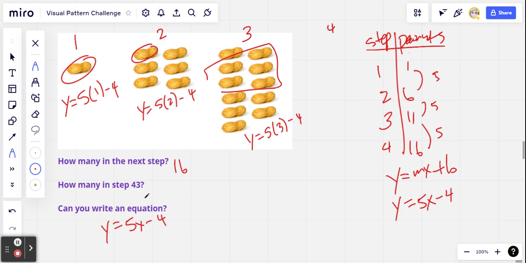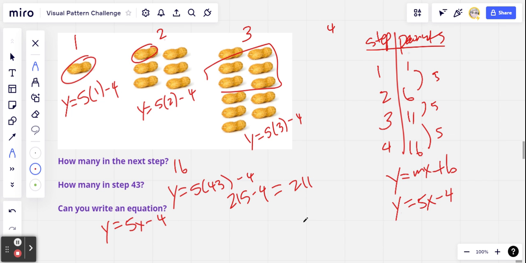So let's use that now to get to the number in step 43. We're going to plug 43 in for x now. So y equals 5 times 43 minus 4. So 5 times 43, well, 5 times 40 would be 200, and 5 times 3 is 15. So that's 215 minus 4. So that would be 211 peanuts in step 43. That's a lot of peanuts.